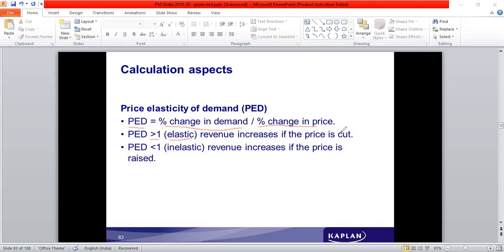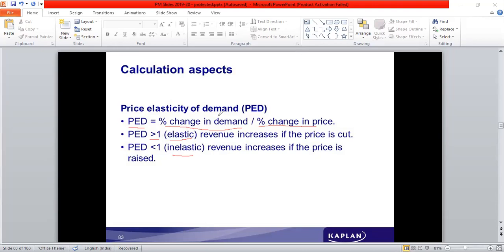Revenue increases if the price is cut. So if the percentage change in price is less than the percentage change in demand, then we see that revenue increases if the price is cut. Price is reducing. If price elasticity is less than 1, that is called inelastic, which means that the numerator is changing less than the change in the price.